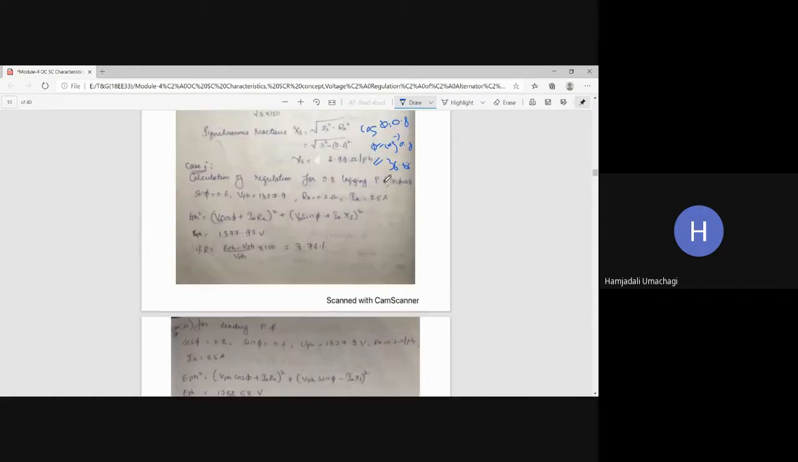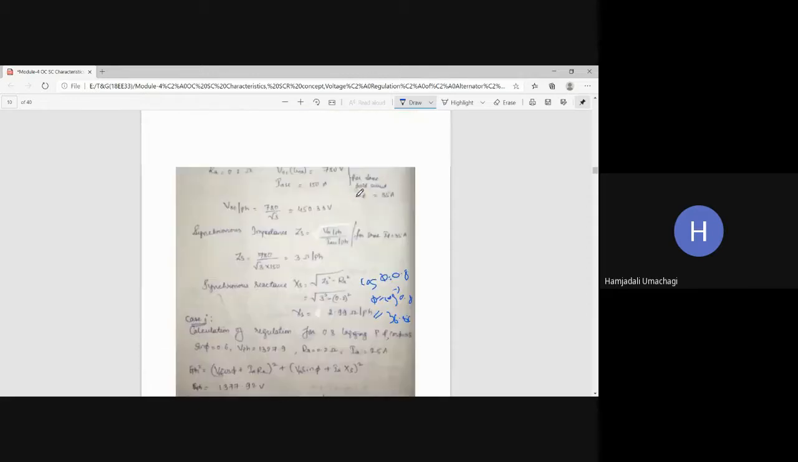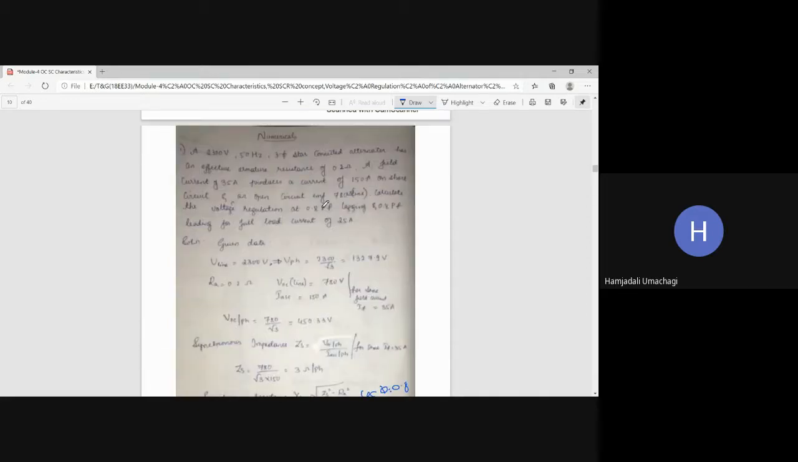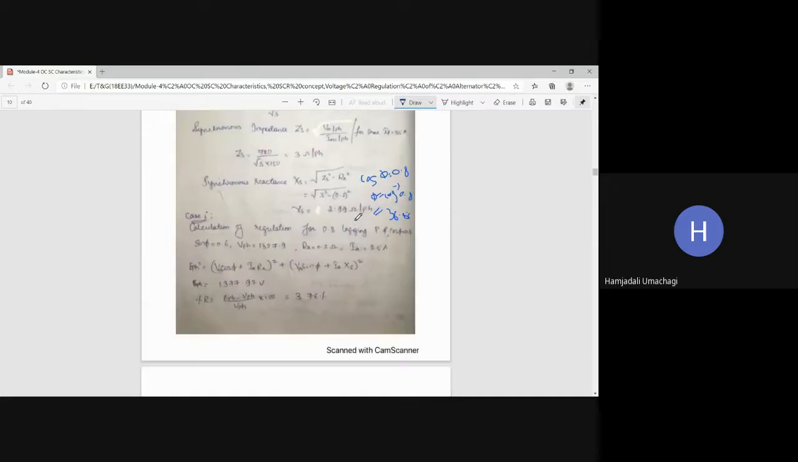And then let's see here. VPH is over, then RA. RA is how much? 0.2. And the current value given at the end of the problem statement, how much is it? Full load current of 25 amperes. So this 25 is nothing but the armature current IA value here. So IA is 25 ampere.